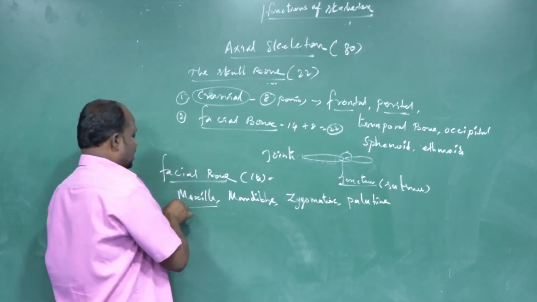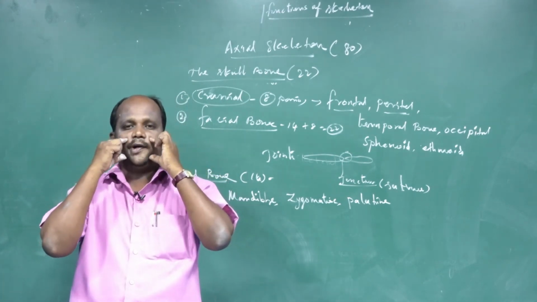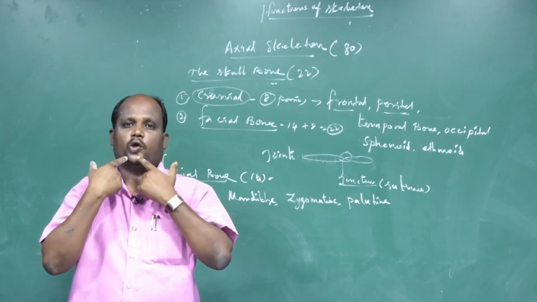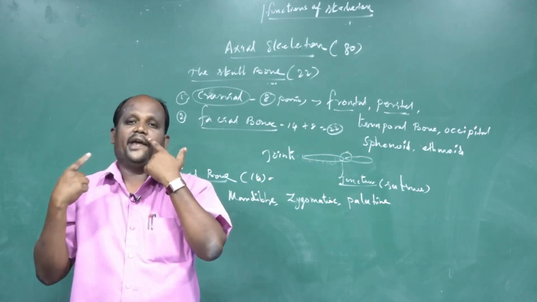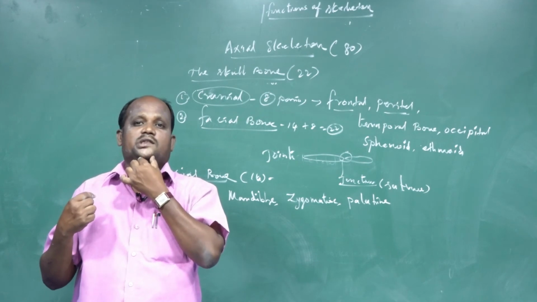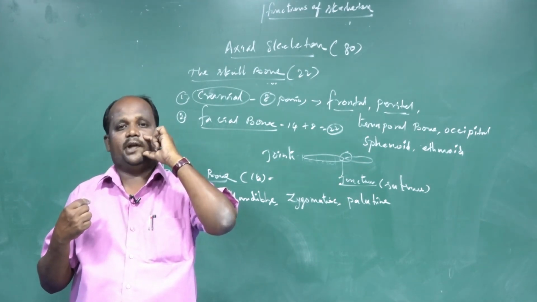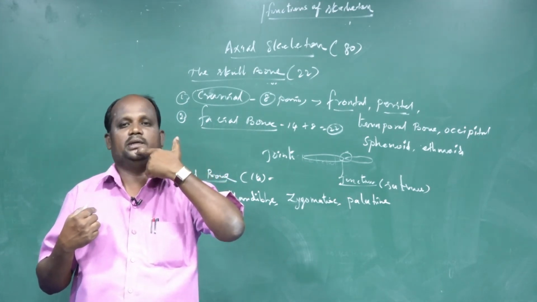So maxilla, very carefully listen. The mouth part is designed by two jaws. One is the upper jaw, the second one is the lower jaw. The upper jaw is designed by the maxilla bones. The lower jaw is designed by the mandible. So our body's mouth structure is designed by two types of bone: the maxilla and the mandible.